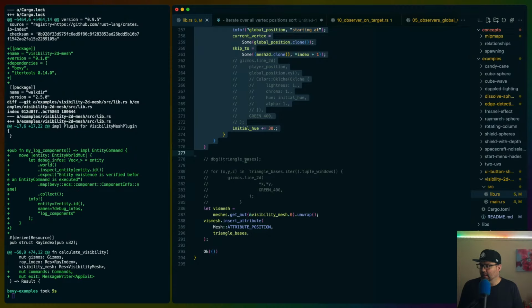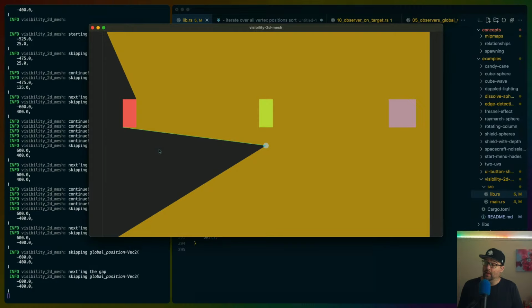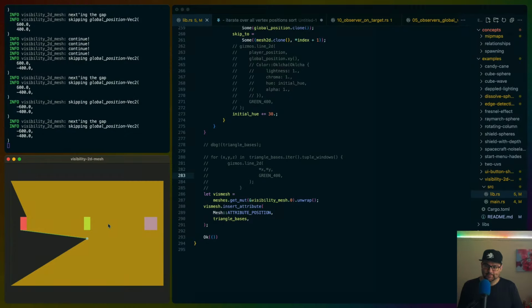Just discussing kind of what I want to do with this example. There's a couple ways it could go. 2D visibility mesh example.